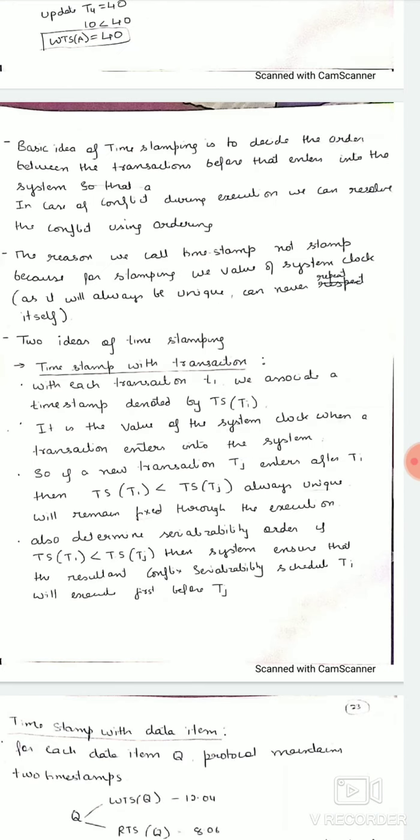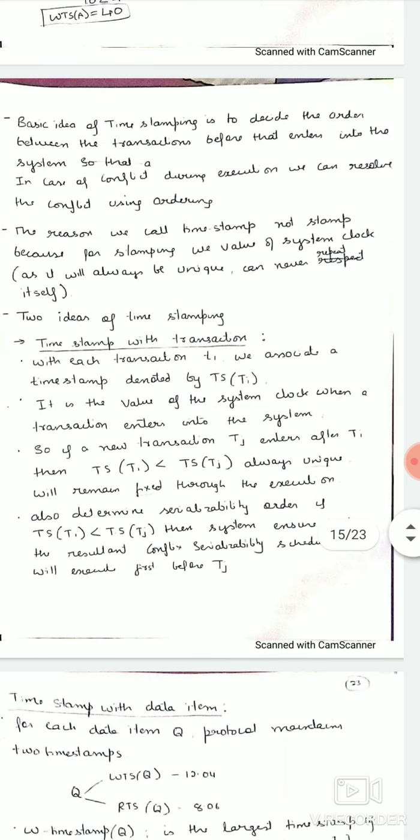So the basic idea of timestamping is to decide the order between the transactions. There are n number of transactions, so every time you're going to decide the order in which all these transactions are going to execute. So in timestamping, we are going to order all the transactions in our schedule. In case of conflict during execution, we can resolve the conflict using ordering.